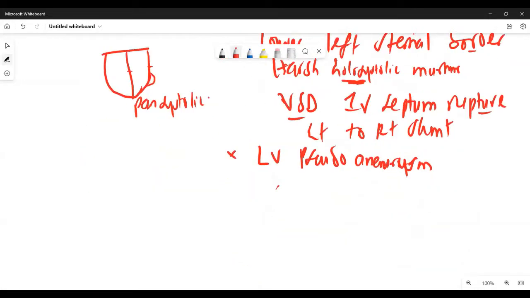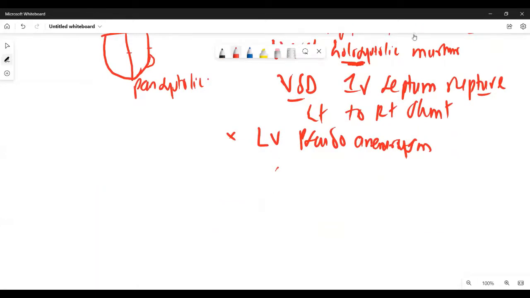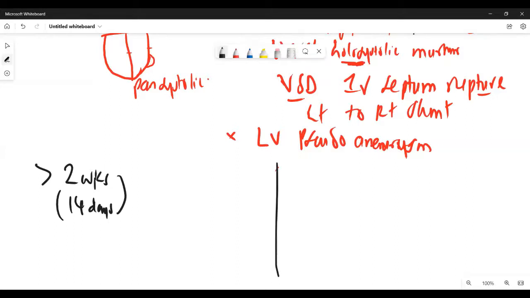And then moving on to the last one, what about if it's more than 2 weeks or more than 14 days? So what are we going to see on gross? So at that time, right, granulation tissue has been laid, and those granulation tissue now want to be replaced by the permanent collagen, right? By type 1 collagen, right? So by the time you look at it on gross, you're going to see that gray-white scar, right? From those collagen depositions. So that's what you're going to see on gross.